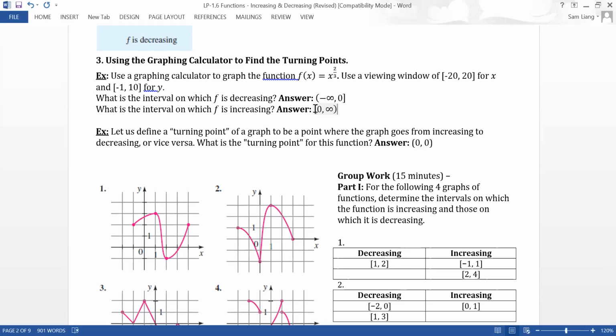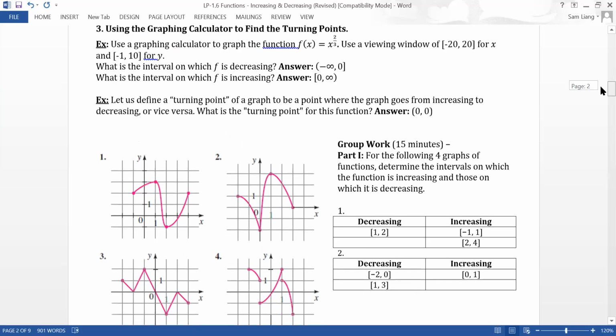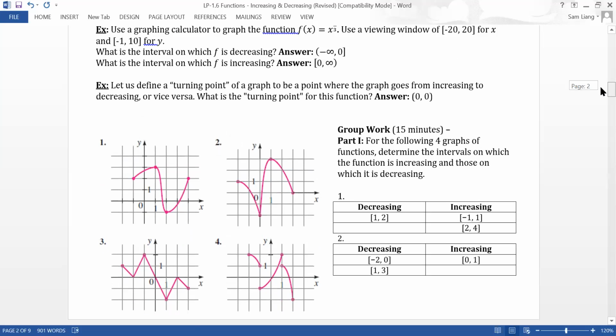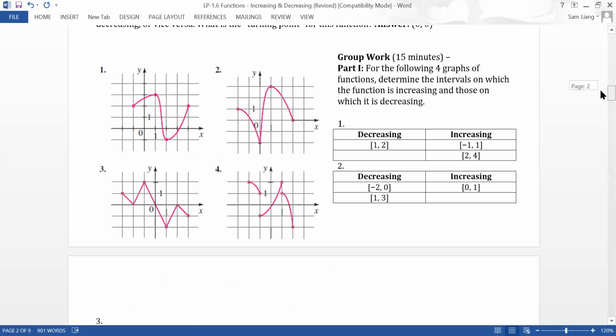Okay. Next question though was about the turning point, which I just mentioned actually. The turning point for this function was (0, 0), right? So just where it goes from increasing to decreasing, where it changes. So in this case, it's (0, 0). All right, with that being said, let me get to the classwork. Just a few practice questions on increasing and decreasing intervals, which will mimic the questions that you'll see on the homework tonight.